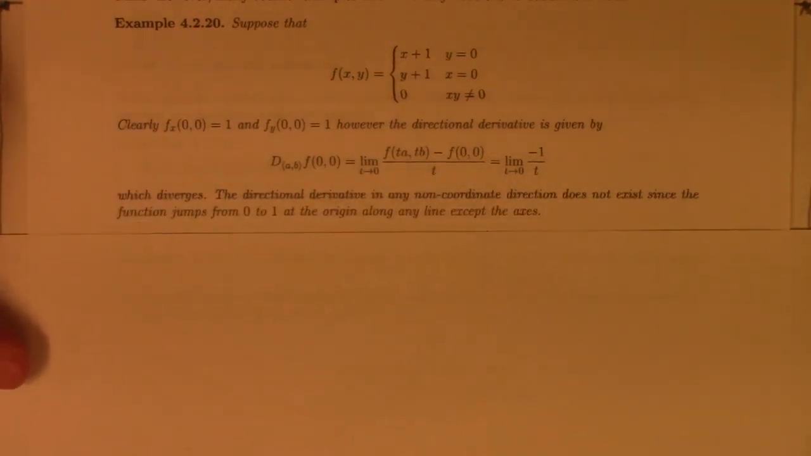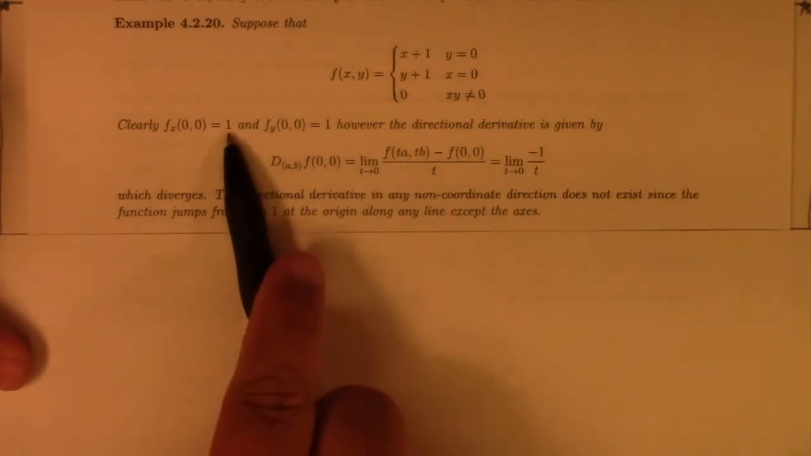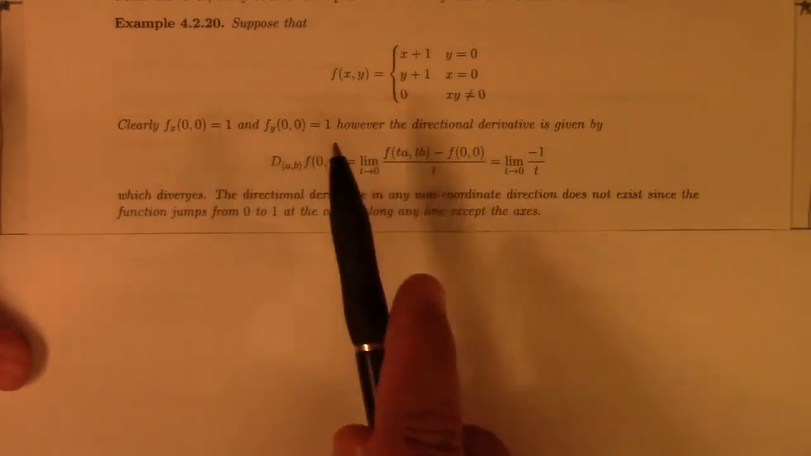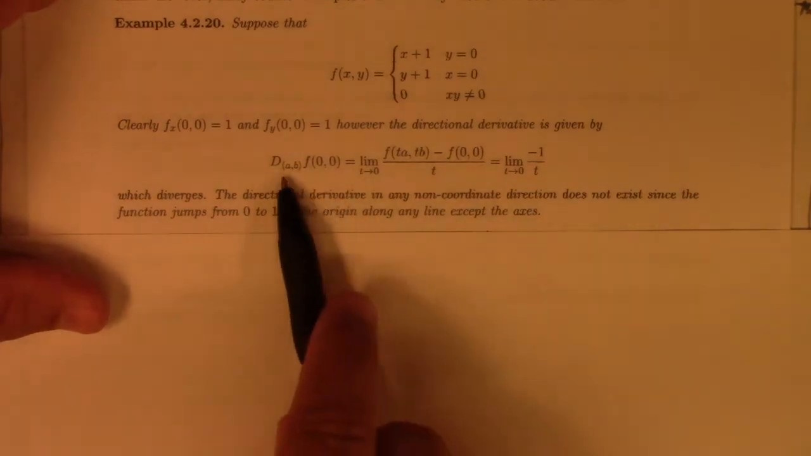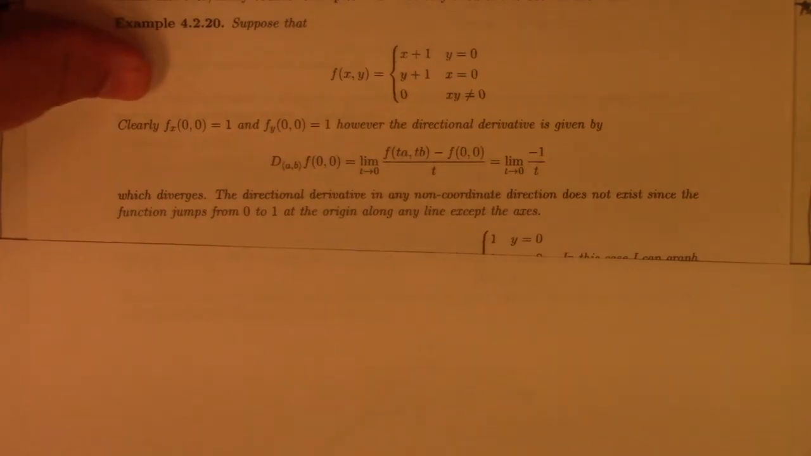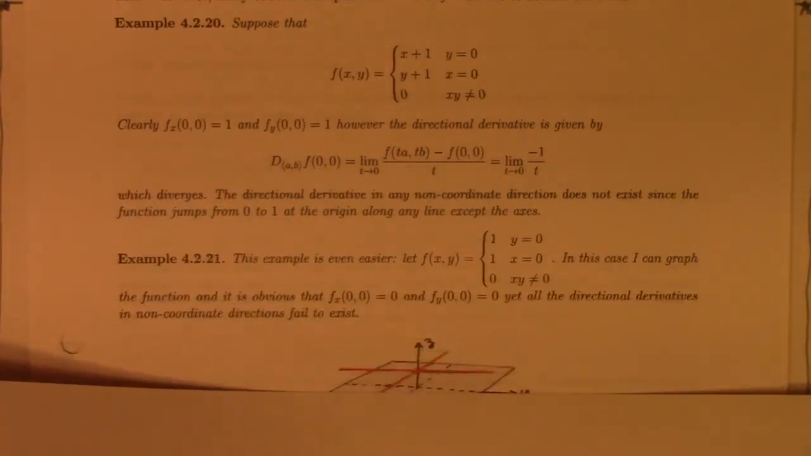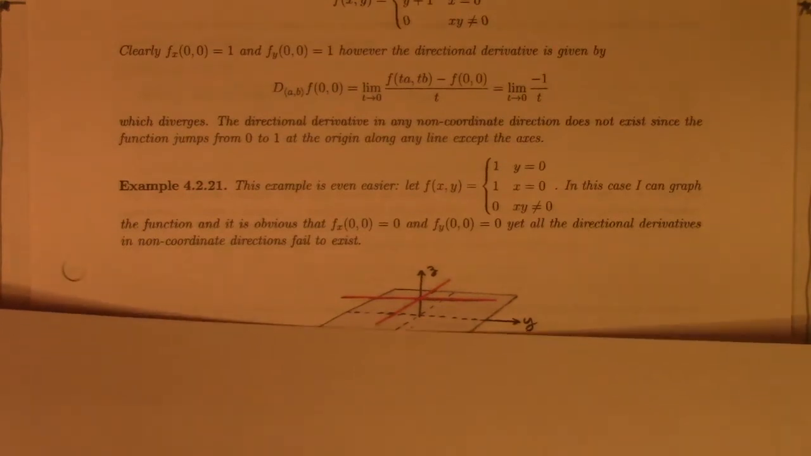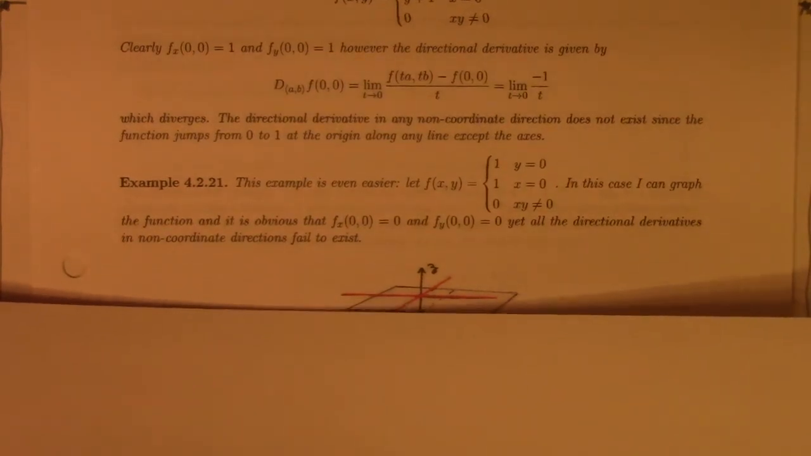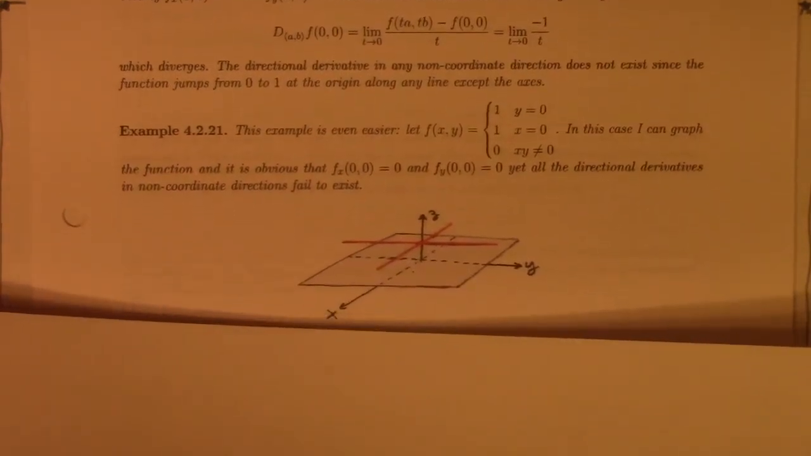And yet the directional derivatives are 1 and 1, so it would seem like it might work, but it doesn't. The directional derivative never exists, so you can't very well build it from partial derivatives which do exist. So what I say is the directional derivative in any non-coordinate direction does not exist since the function jumps from 1 to 0 along any line except the axes.